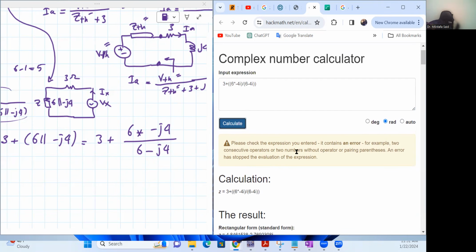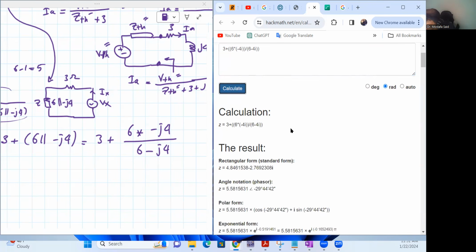Oh, two consecutive. That's why I'm saying to put parentheses around minus 4i, okay? Because it says that you have the multiplication, which is an operator, then another operator minus, so it confuses. So put the minus 4i between parentheses. Yeah, good. So we have it.